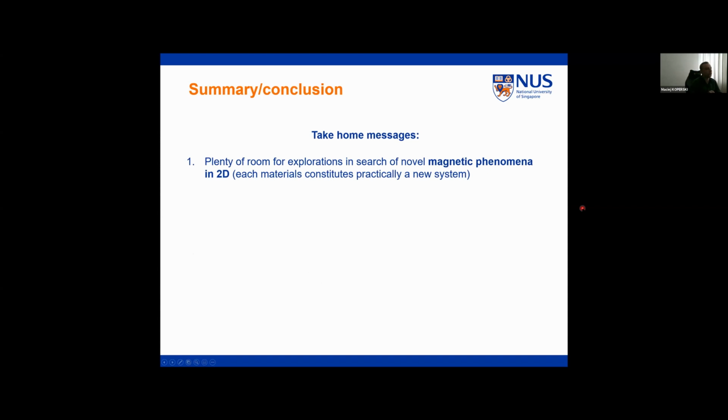And that's all I wanted to talk about today. So a little bit of take-home messages. First of all, these crystals, magnetic two-dimensional materials, are extremely broad in terms of a combination of magnetic phenomena and electronic properties, so that practically each material constitutes a completely different physical system, and also you can get different systems by fabricating structures, for instance, of different thickness.